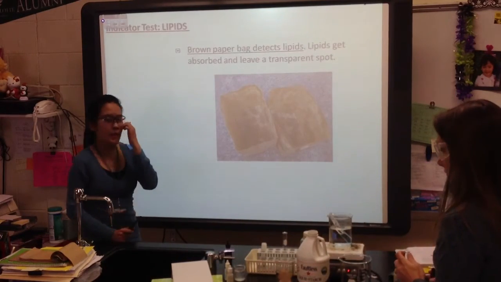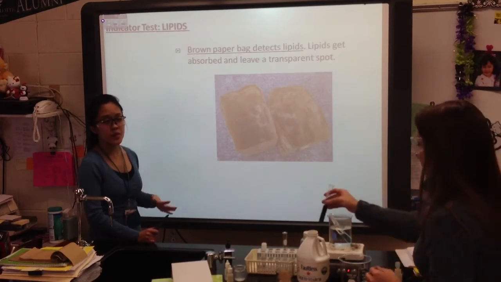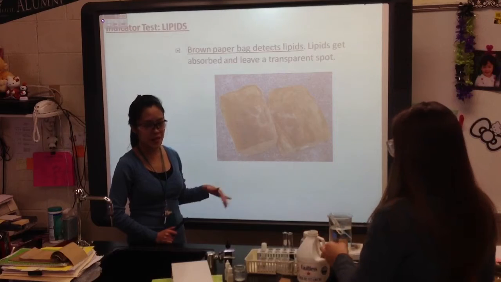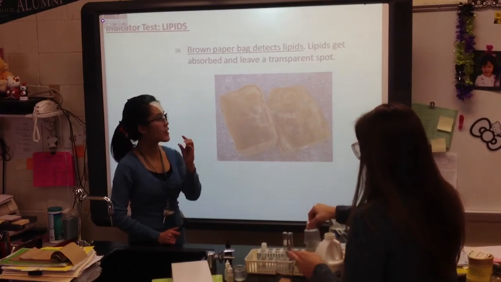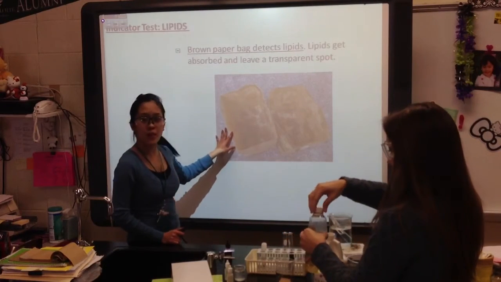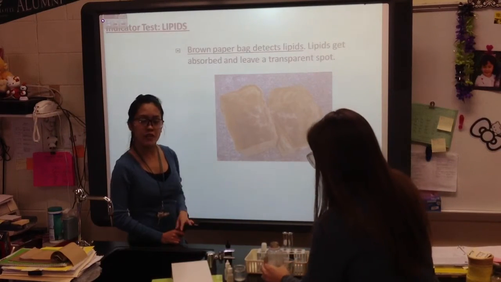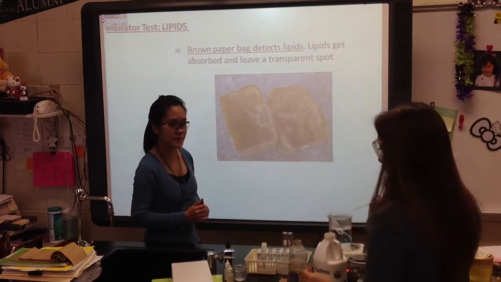The next test that we have, our third test, is going to be for lipids. And with lipids, you're just going to have your brown paper bag. You're going to start with your dry brown paper bag, and if lipids are present on your sample, well then the paper bag will become a little transparent when you hold it up to the light.